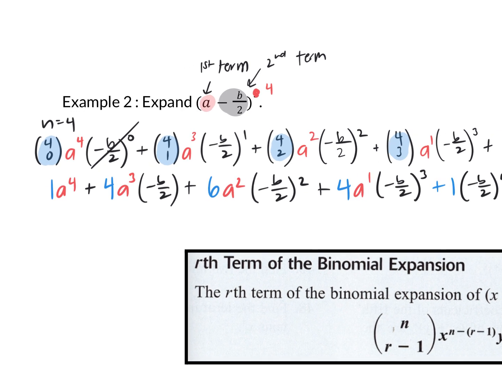So 1a to the 4th is obviously not going to change, so I've just got 1a to the 4th. Now, when I'm simplifying this, I like to think about this whole thing as just multiplication, right? So I could write it like 4a cubed times a negative b, but I'm going to put the negative out front just because it's a little nicer that way. And then divided by what's in the denominator there? A 2, right? Now, could I simplify that fraction? Yeah, I could simplify that fraction to give me negative 2a cubed times b.